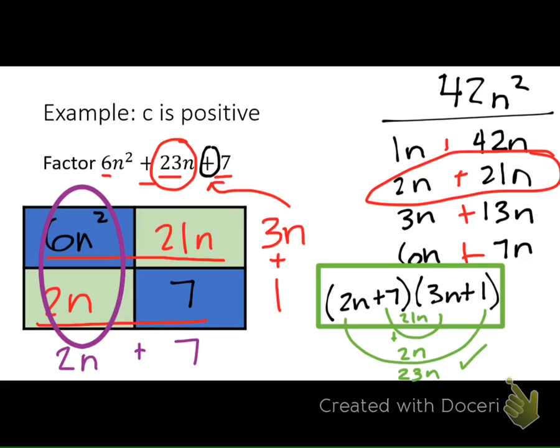So my middle terms combined to check off the 23 I needed, and so we're going to count that as a win. So that was when C was positive.